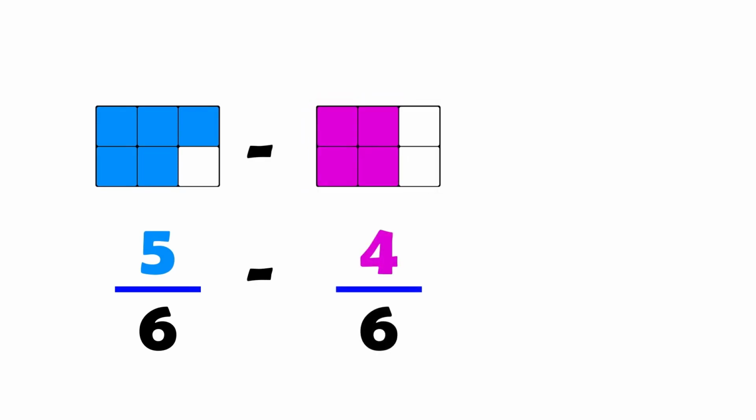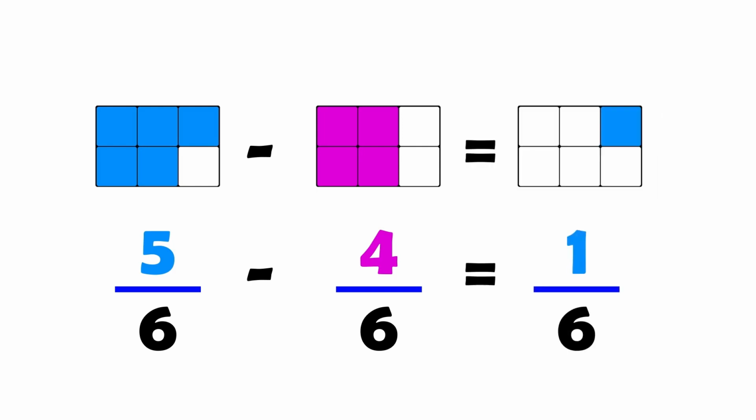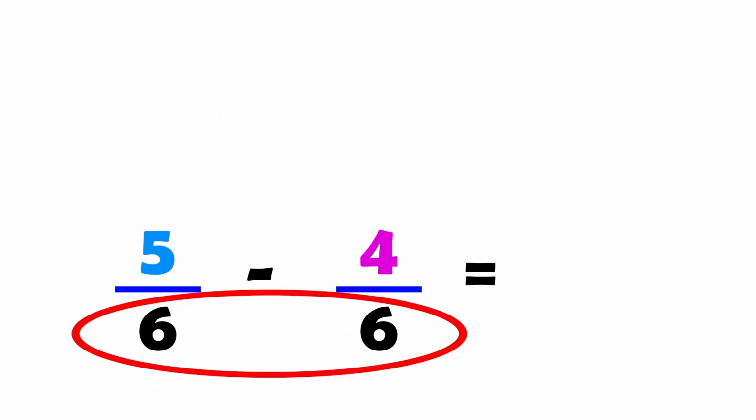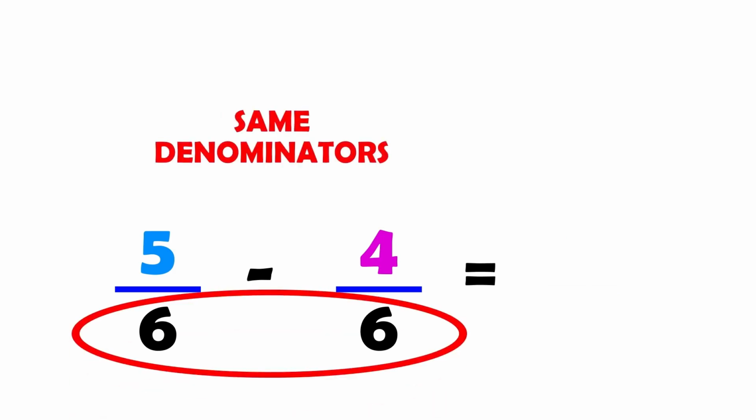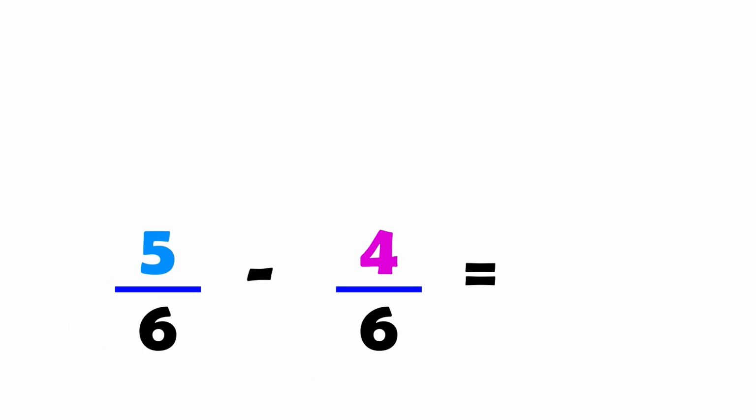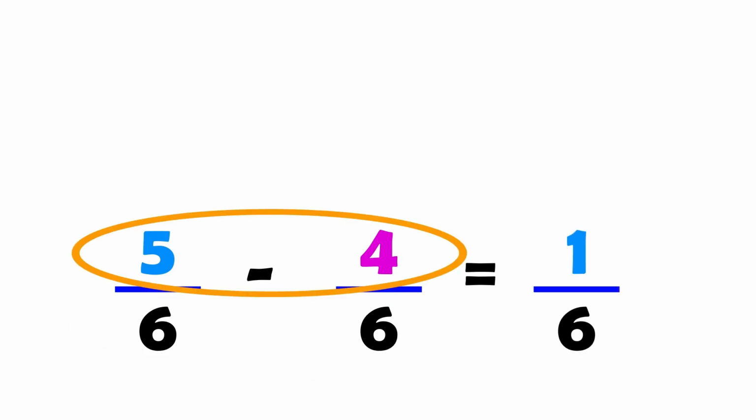This represents 5 over 6. I have to subtract 4 over 6. If I take 4 over 6 from 5 over 6, only 1 over 6 is left. Now without the diagram you can see the denominators in our problem are same. So we will keep the same denominator in our answer and only subtract the numerators.